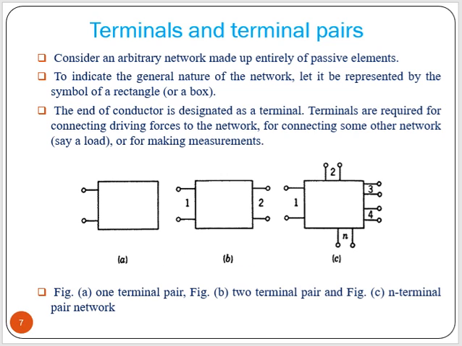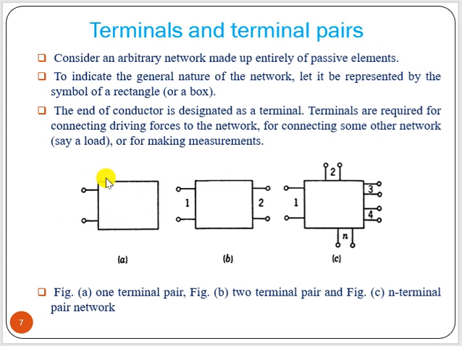Now say, let me just tell you about terminals and terminal pairs. Now consider an arbitrary network made up entirely of passive elements. To indicate the general nature of the network, let it be represented by a symbol or a box. So this is a box. Now we can take two wires, so that we can connect a voltage source or current source here, that is the driving source, and we can find out some response. Okay, response here, that is inside the box.